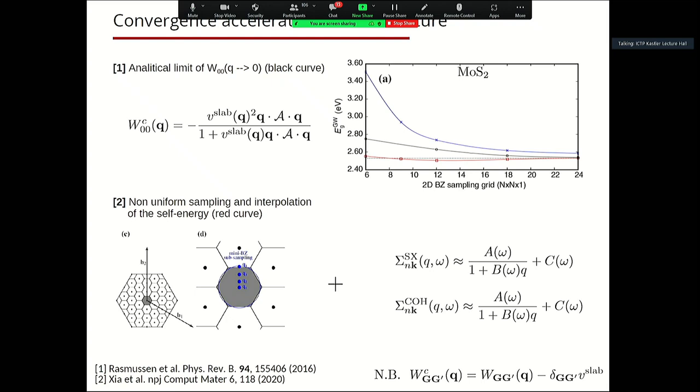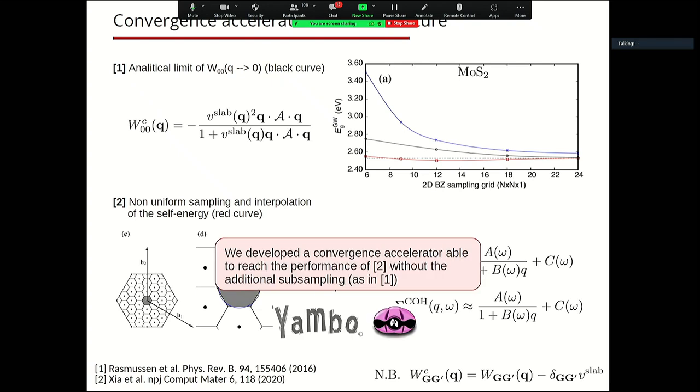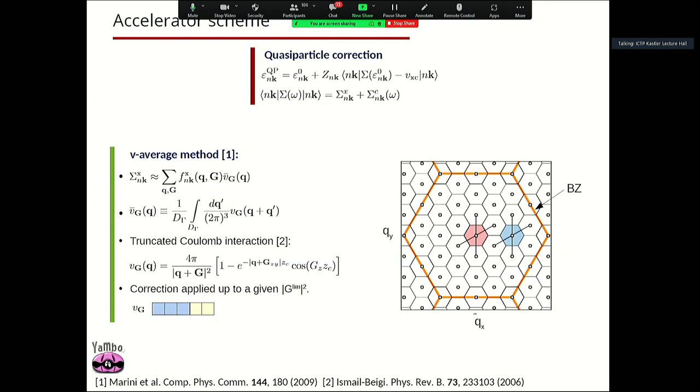Okay, these are two possibilities, but I'm going to explain during the last part of the talk the one that is implemented in the Yambo code and that we derived.